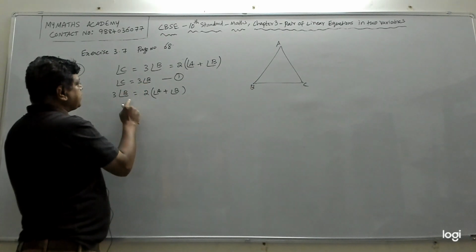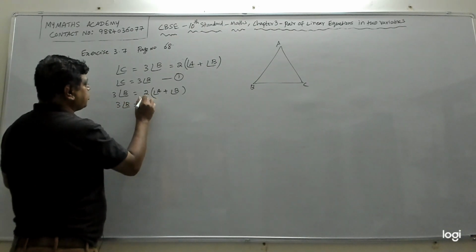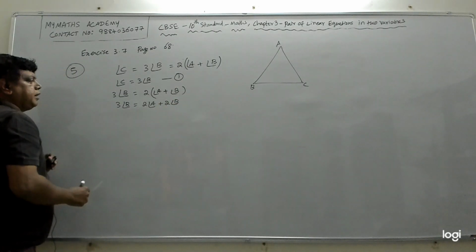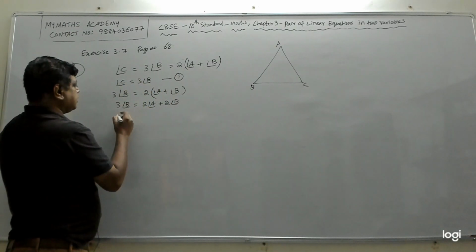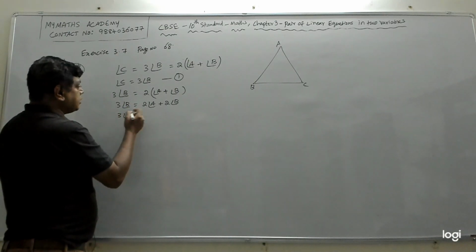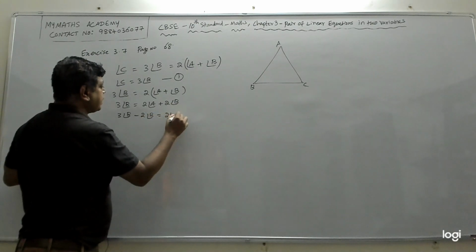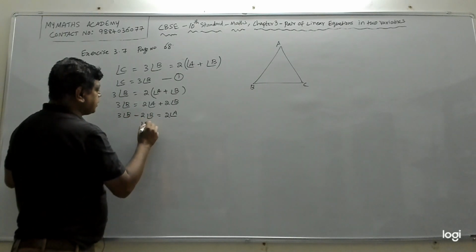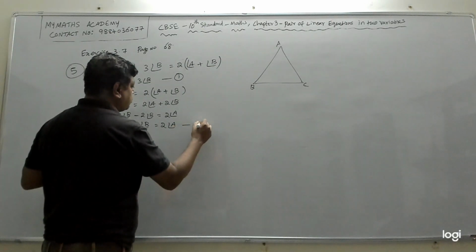3 angle B equal to 2 into angle A plus 2 into angle B. Now if I bring this 2B this side, I'll get 3 times angle B minus 2 angle B equal to 2 angle A. Now 3 angle B minus 2 angle B is 1 angle B, which is angle B, equal to 2 times angle A. So keep this as equation 2.